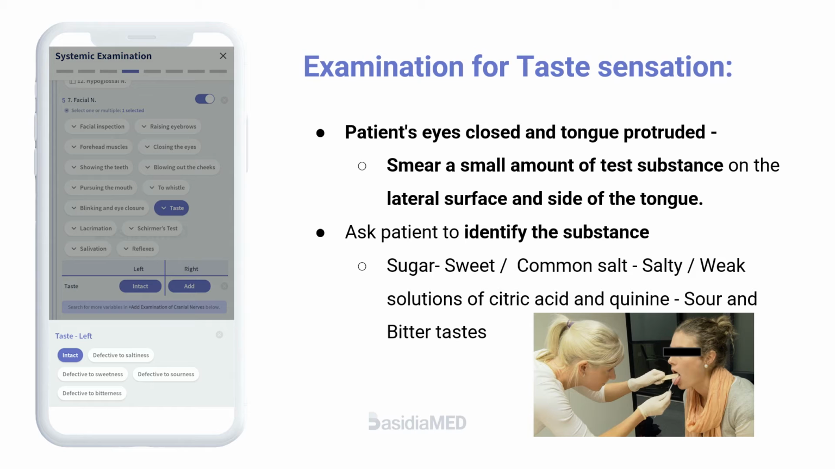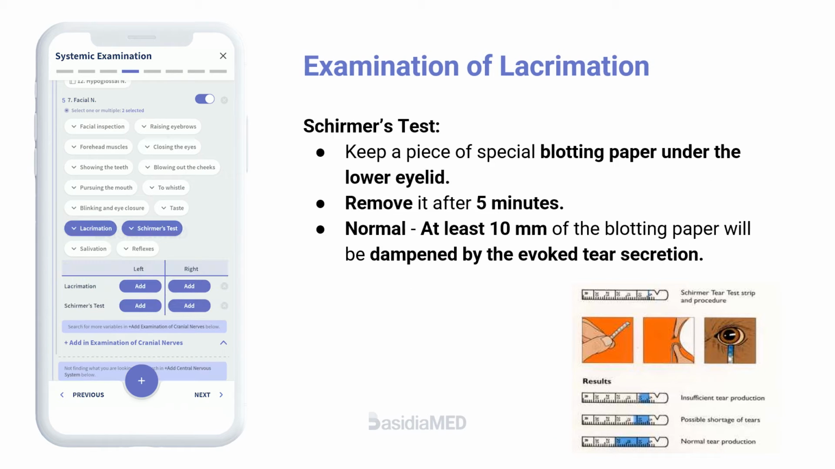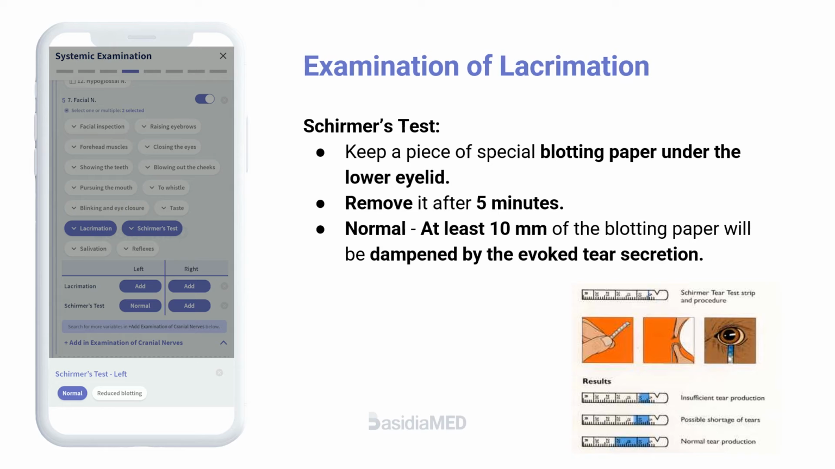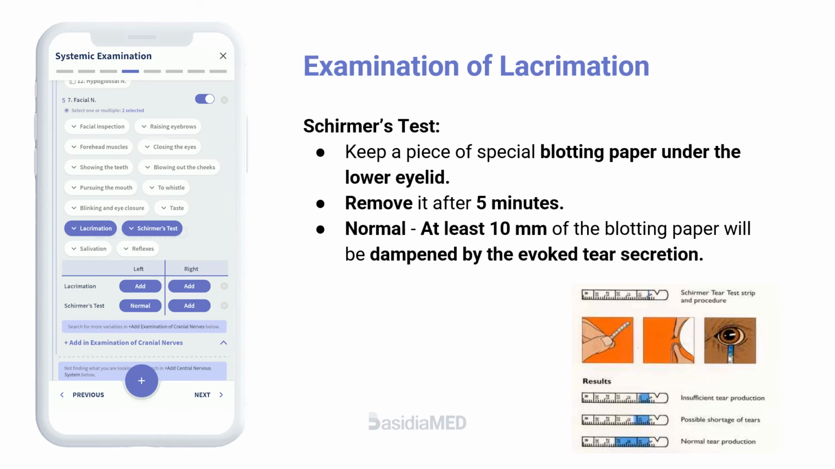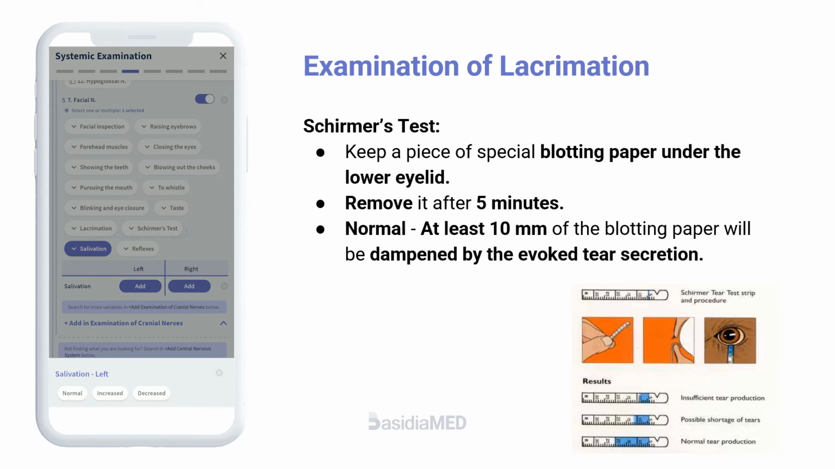Use strong solutions of sugar and common salt and weak solutions of citric acid and quinine to test for sweet, salty, sour, and bitter taste, respectively. To test for lacrimation, Schirmer's test is used. Keep a piece of special blotting paper under the lower eyelid and remove it after 5 minutes. Normally, at least 10 millimeters of the blotting paper will be dampened by the evoked tear secretion. Note that abnormalities of salivation are obtained through proper history taking.